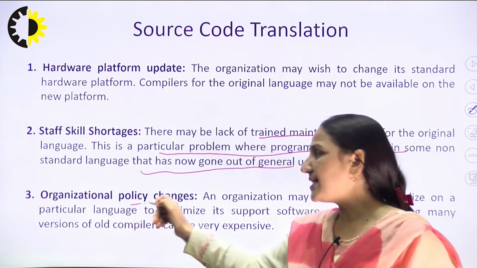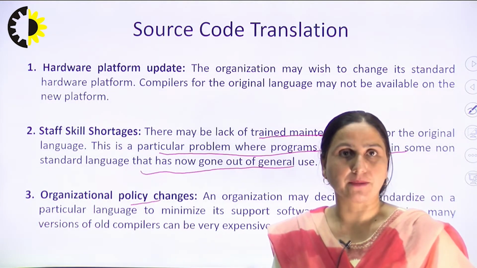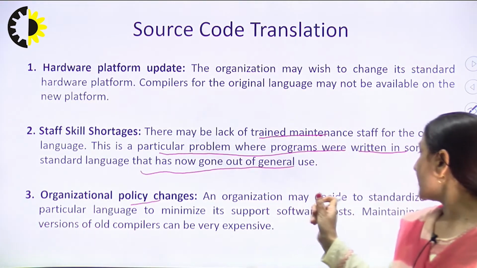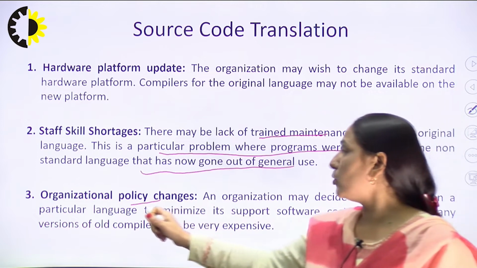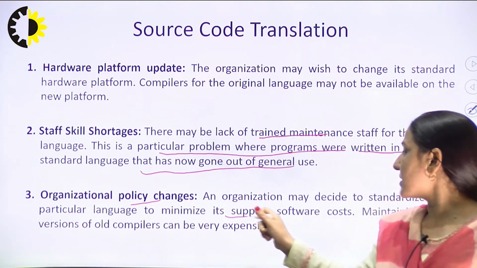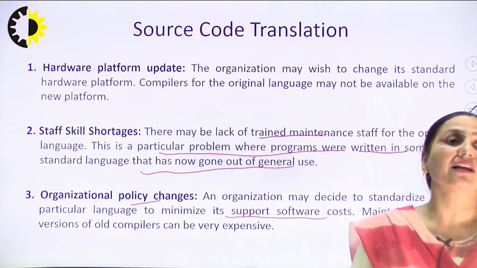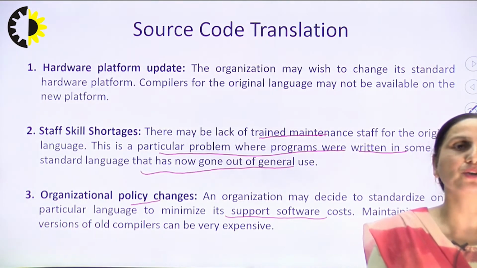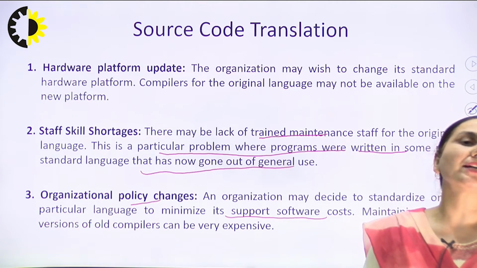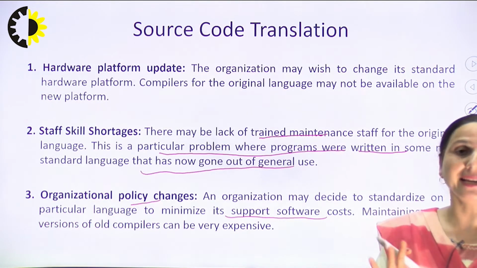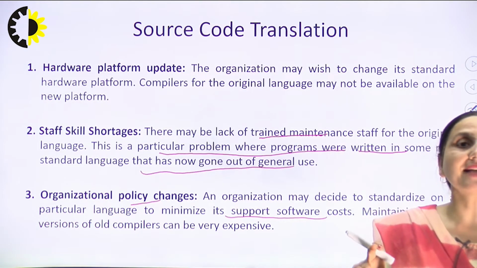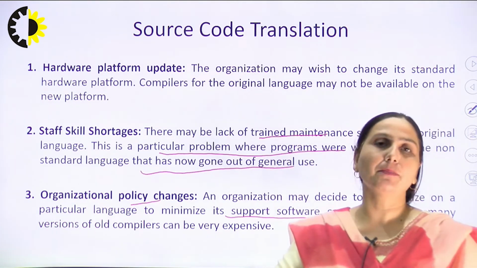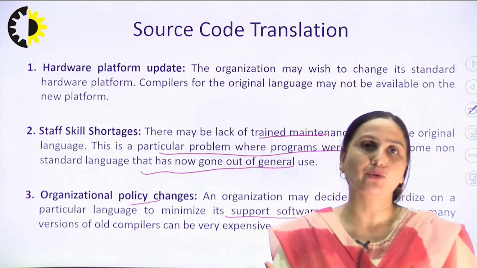Then again, organizational policy keeps on changing. So, it is not like the policy remains the same, it keeps on changing. An organization may decide to standardize on a particular language to minimize its software support cost. If the policies keep on changing, then definitely again the costing is going to be very high. So, it is very, very important that the organization decides in advance what type of standardized procedure they are supposed to follow. Based on that, the cost of the software will be quite less.